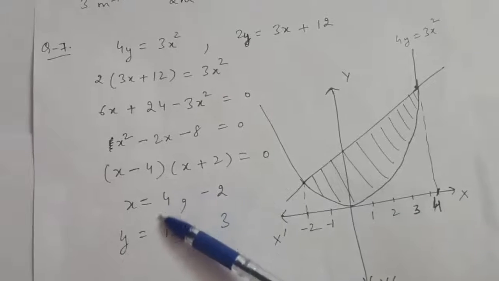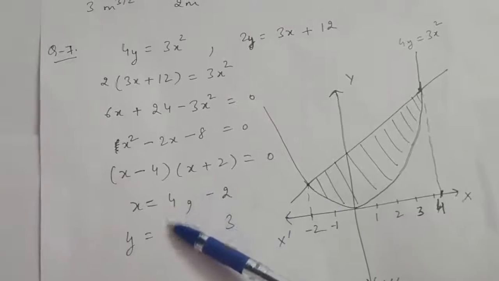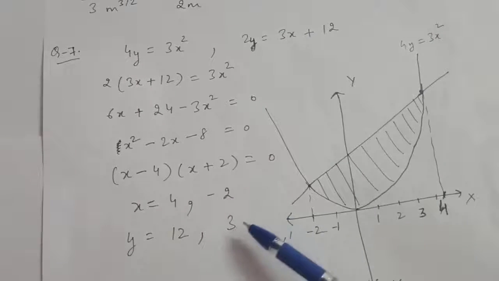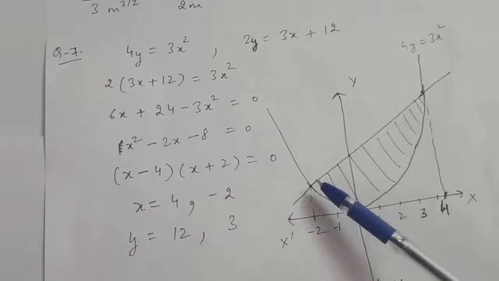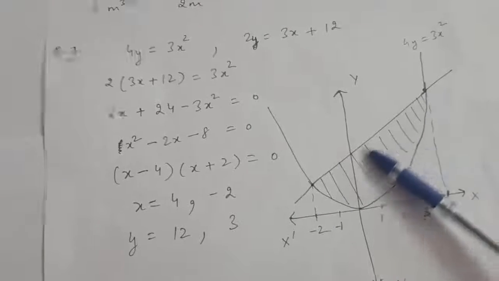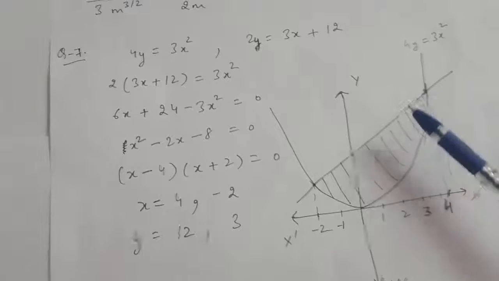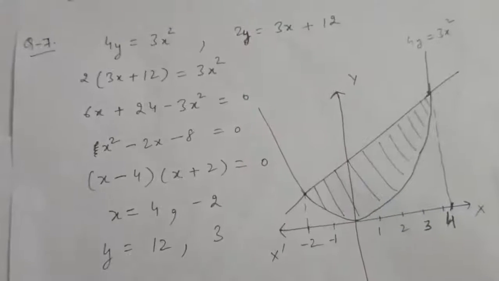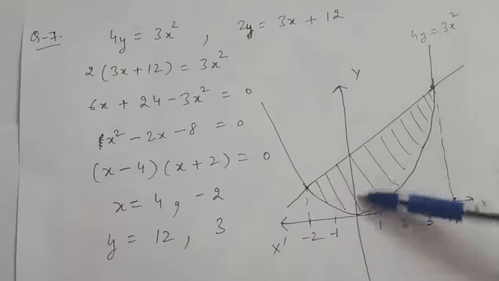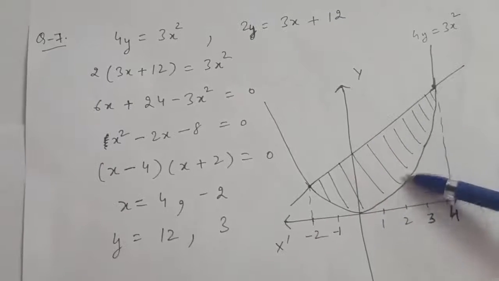So one point where the line will intersect the parabola is this 4, 12 and the other point is minus 2, 3, right? So one point is this minus 2, 3 and the other is this 4, 12. So the line will go like this. Now the area bounded by the parabola and the line is this complete area which I have shaded, right?